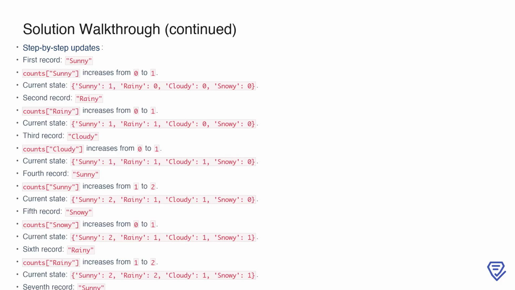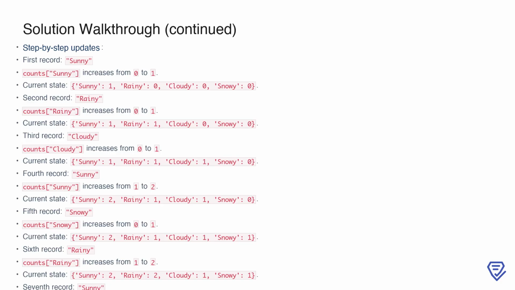Next, the second record, rainy, is processed. The count of rainy is increased from 0 to 1, resulting in sunny 1, rainy 1, cloudy 0, snowy 0. The third record is cloudy, which also exists in the dictionary. Its count is incremented from 0 to 1, and the updated state is sunny 1, rainy 1, cloudy 1, snowy 0. When the method encounters the fourth record, sunny again, the count of sunny is further incremented from 1 to 2. The dictionary now reads sunny 2, rainy 1, cloudy 1, snowy 0.